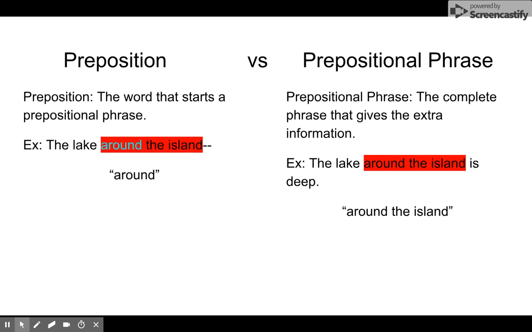So now let's briefly clarify what is a preposition versus a prepositional phrase. Prepositions are words that start the prepositional phrase. In the example, the lake around the island is the prepositional phrase, and around is the word that starts it. So around is the preposition. A prepositional phrase is the complete phrase that gives the extra information. An example is the lake around the island is deep. Well, around the island, as we said, is the entire prepositional phrase.